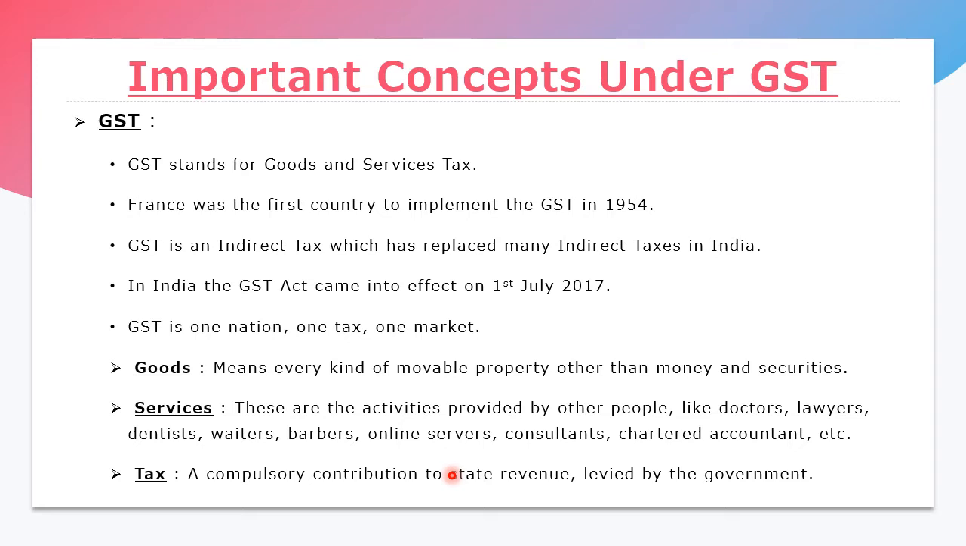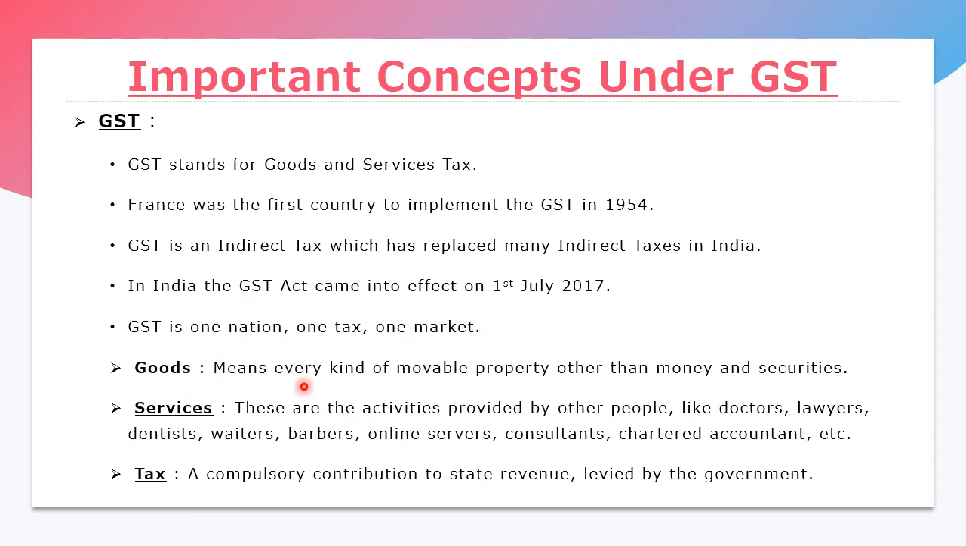Okay, to state revenue. So this is about the GST. So this is basic things about the GST. What is GST? What is the full form of GST? It stands for goods and services tax. Then who first implemented GST? That was France country, and in which year? 1954. Then GST, what it is? It is an indirect tax which has replaced many indirect taxes in India. Then in India, the GST came into effect on 1st July 2017. GST is what? It is one nation, one tax, one market.